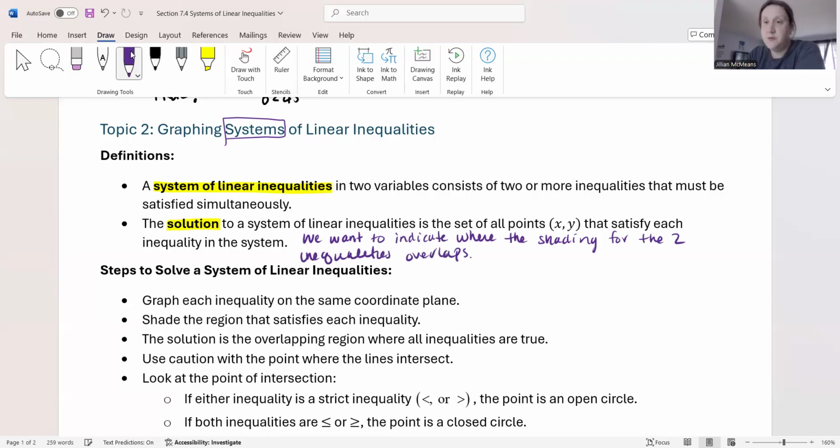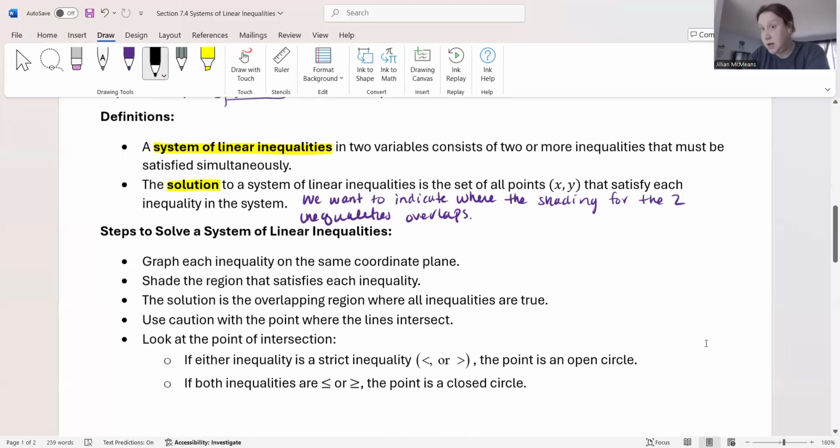So we're no longer looking for just where the two lines cross, the point of intersection. Now we're looking to see where do the shaded regions intersect. So where's this overlap for the shaded regions? That ends up being our solution here. All right, so steps to solve. Luckily, we've practiced all the parts. We just have this one new idea of, hey, where does the shading overlap?